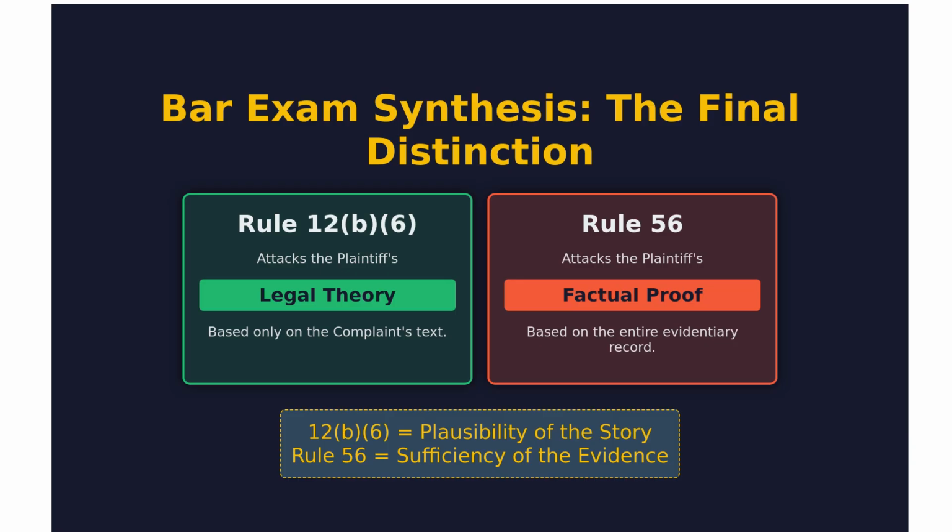12b-6 tests the plausibility of the story. Rule 56 tests the sufficiency of the evidence. Master this distinction, and you will correctly identify the proper procedural tool every time.